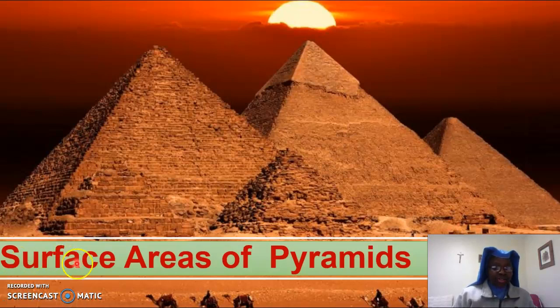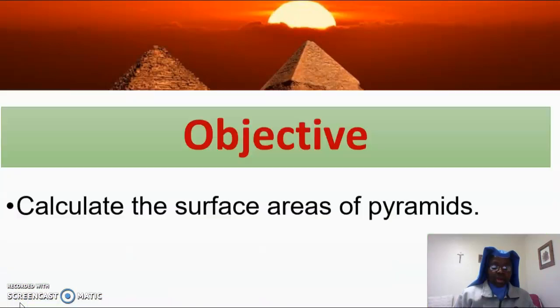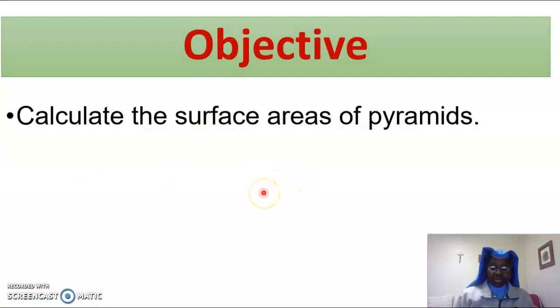Alright, today we're going to look at surface areas of pyramids. We have looked at surface areas of prisms. A pyramid is similar to a prism because they are named based on the shape of the base, which is a polygon. But it has only one base, unlike a prism, which has two bases. So we're going to calculate the surface areas of pyramids today.